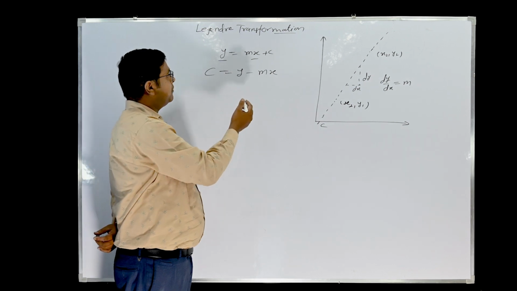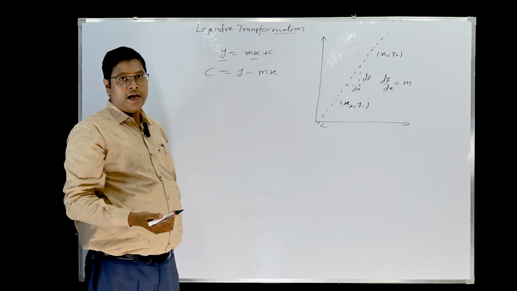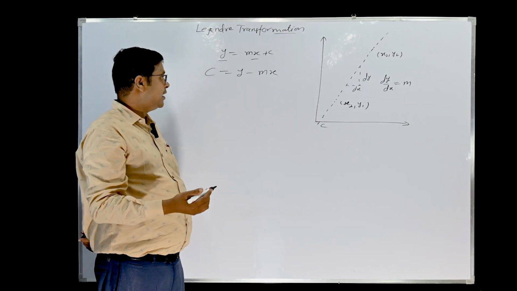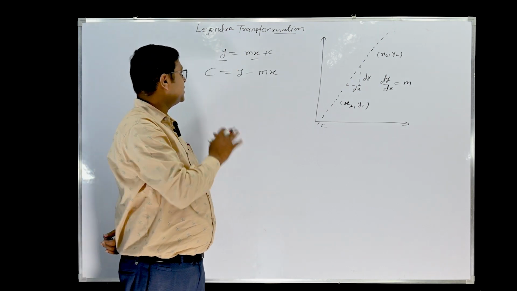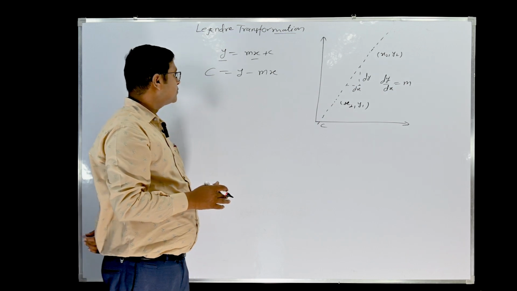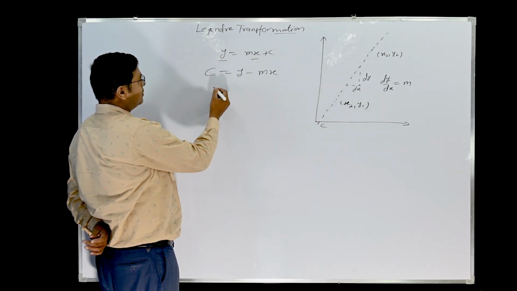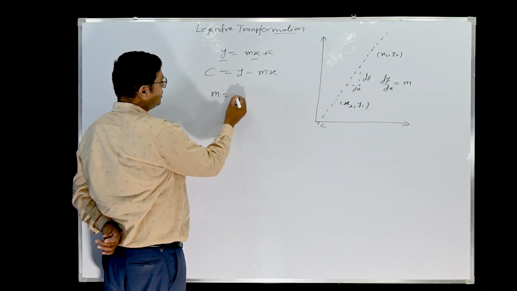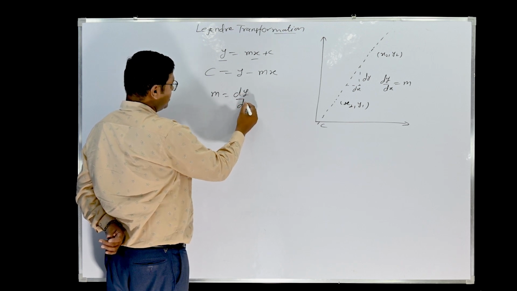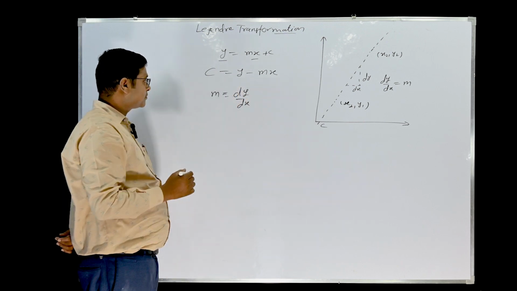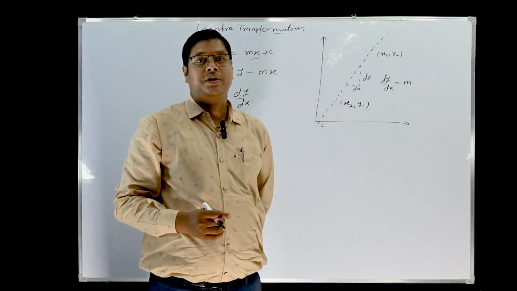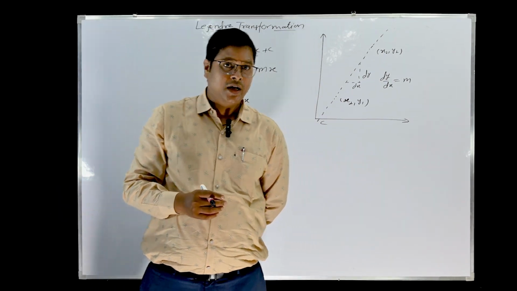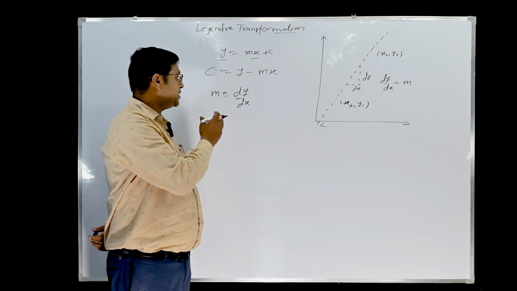So with the known values of m and c, I can draw the line, or with the known values of x and y, I can draw the same line. This is called the Legendre transformation. Here m is nothing but dy by dx. Let's see one example for the enthalpy formation, and we will clear up how it functions.